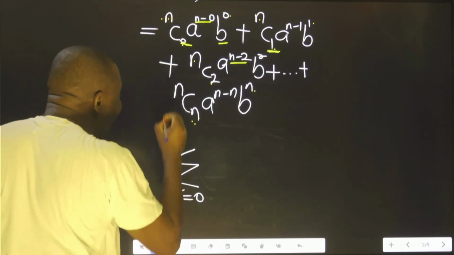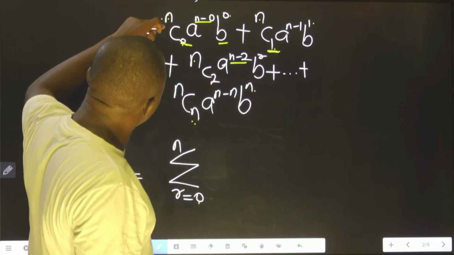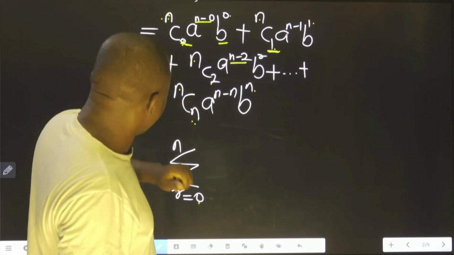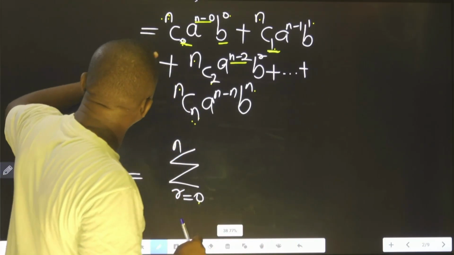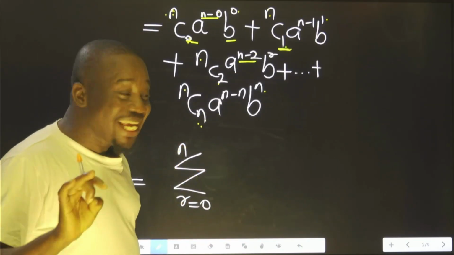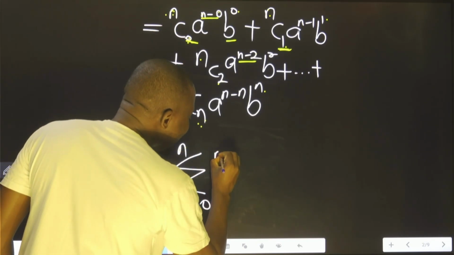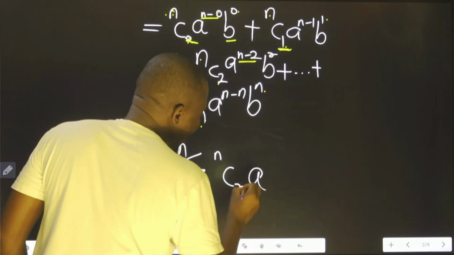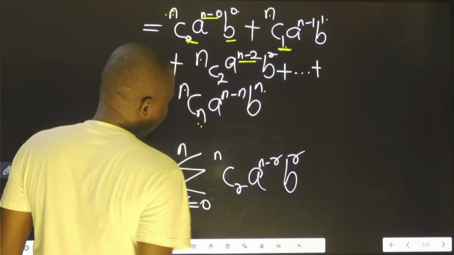What is the end? End is n. From 0 to n. If this was 20, from 0 to 20. If this was 10, from 0 to 10. So this n is representing the highest value. That is this n. Okay? Then the next thing is to get the coefficient. This combination, that is n combination r. This first guy is always a, n minus r. Then b is r.